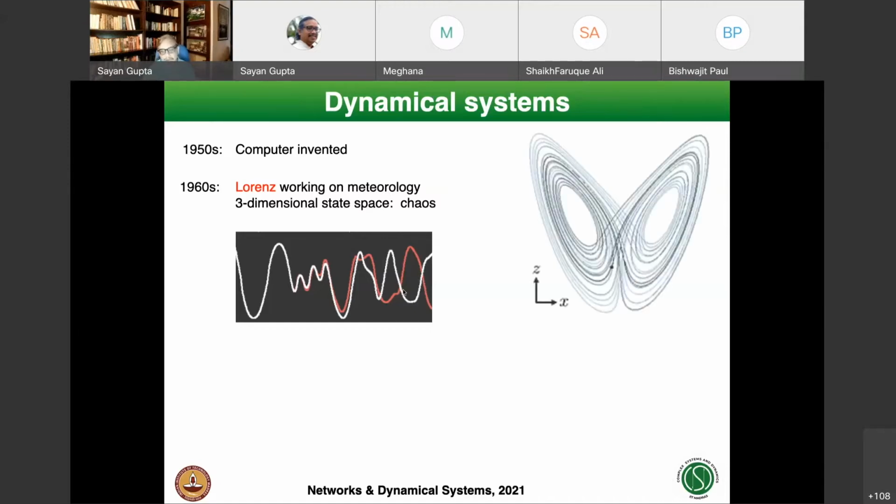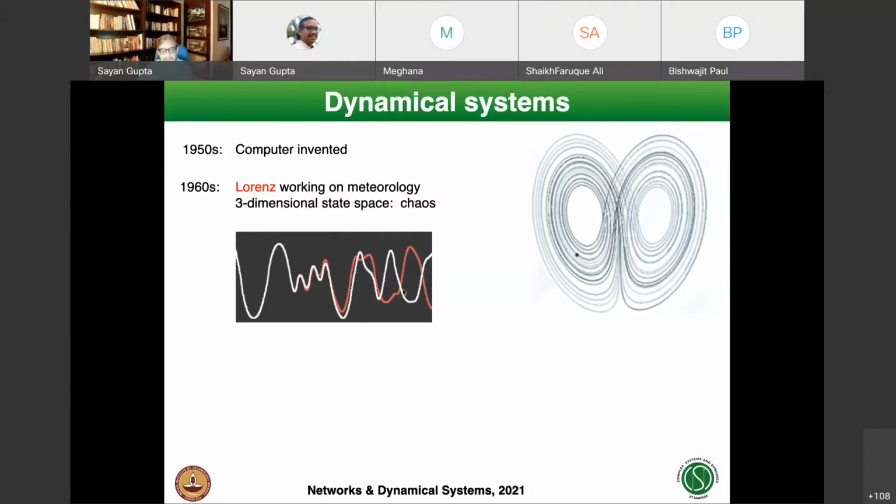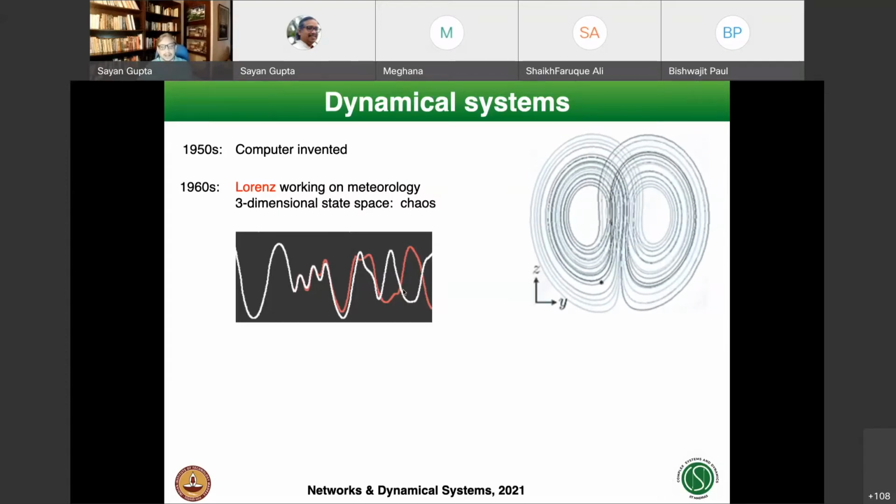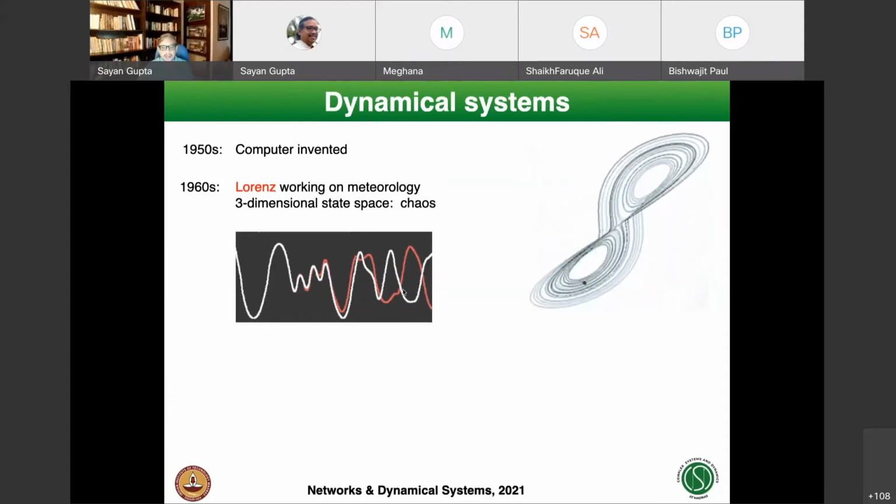And this, of course, led to this figure of the Lorenz attractor, the famous figure from his work. One of our colleagues is going to give a talk on what is chaos, so I won't go any further here. But the important point here is that one could observe chaos only once one went beyond the two-dimensional state space.